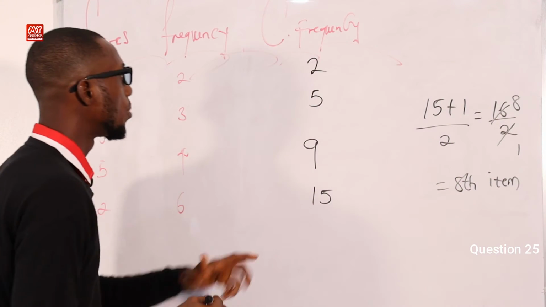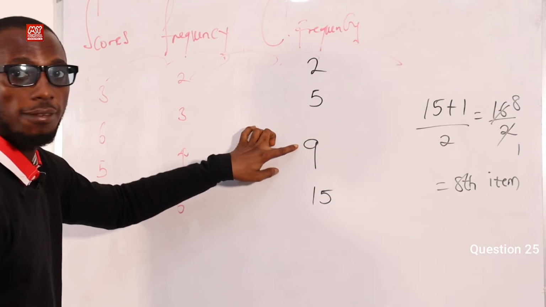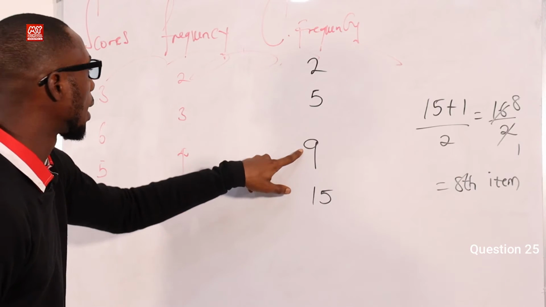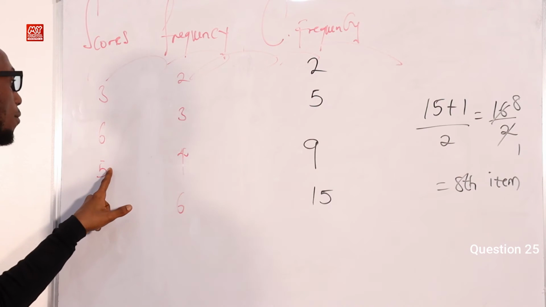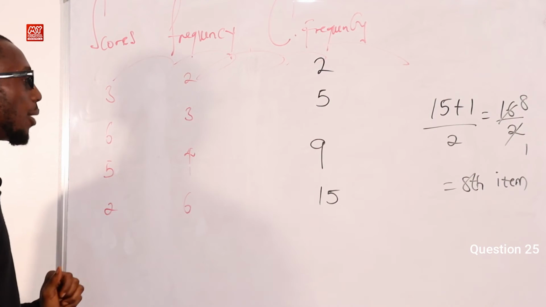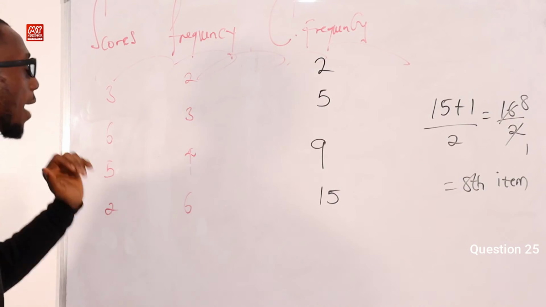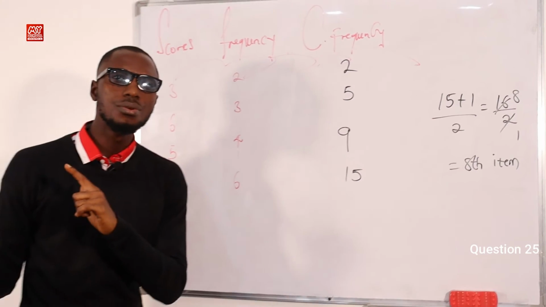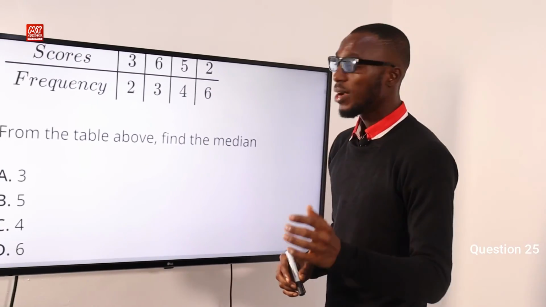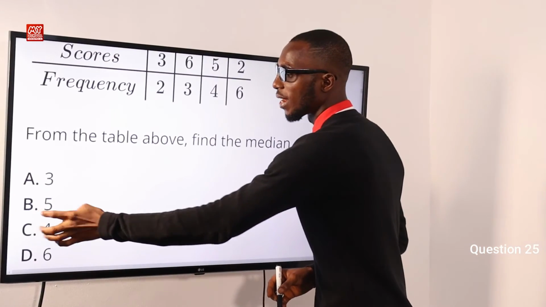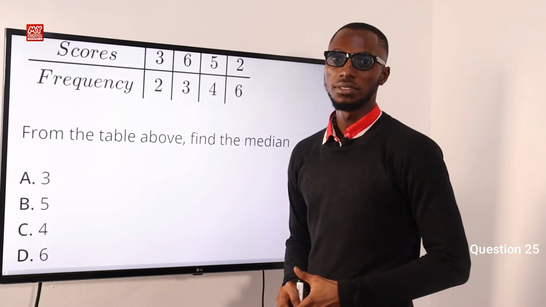So when you trace the cumulative frequency, where does 8 fall into? It falls into here. Under what score? Under the score of 5. So 5 is the median that we are looking for, the median score. So 5 is the correct option. Let's go to the screen and select the right option, of course. When you look through all of this, option B that carries 5 is the correct option.